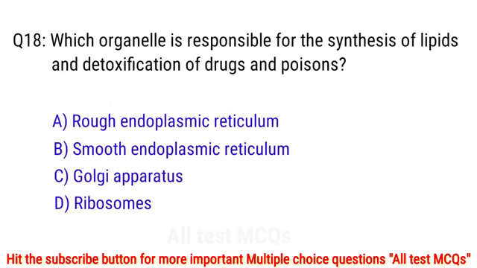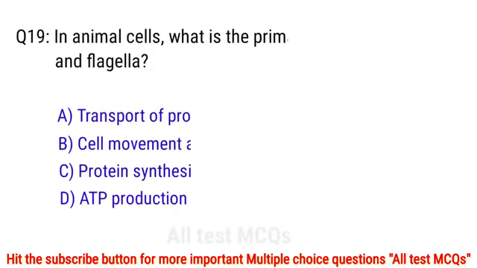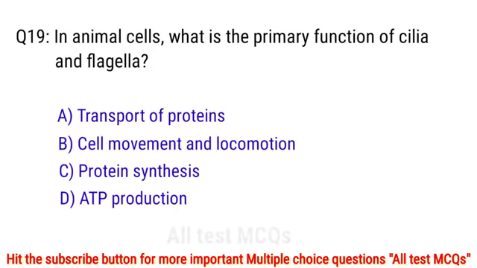Question number 18. Which organelle is responsible for the synthesis of lipids and detoxification of drugs and poisons? The right answer is option B, smooth endoplasmic reticulum. Question number 19. In animal cells, what is the primary function of cilia and flagella? The right answer is option B. Cell movement and locomotion.